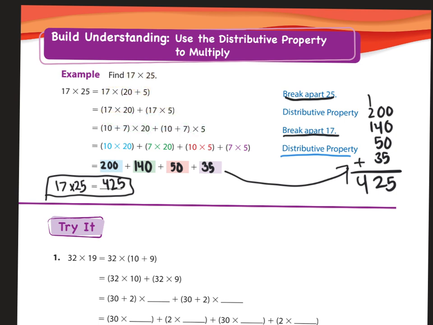And finally, they distribute the 20 to the 7 and the 10, and the 5 to the 7 and the 10. So here you have 10 times 20, 7 times 20, 10 times 5, and 7 times 5. When I find those different products, I add them together to get my answer. I can think about this by saying break apart, distribute, break apart, distribute.